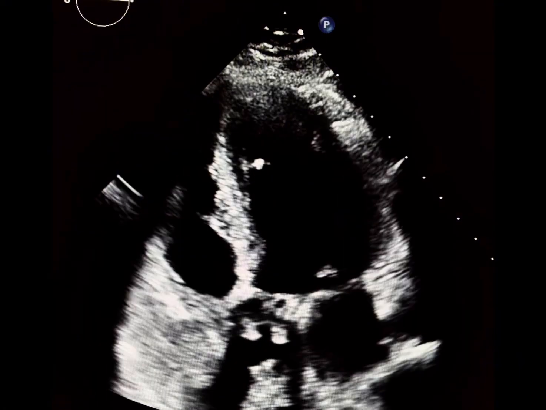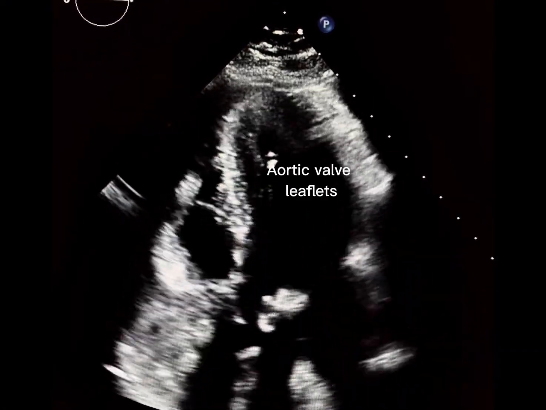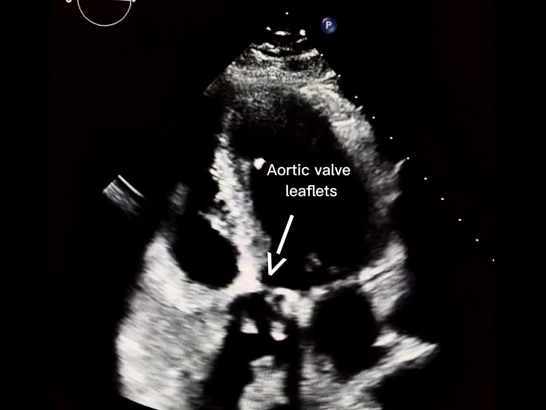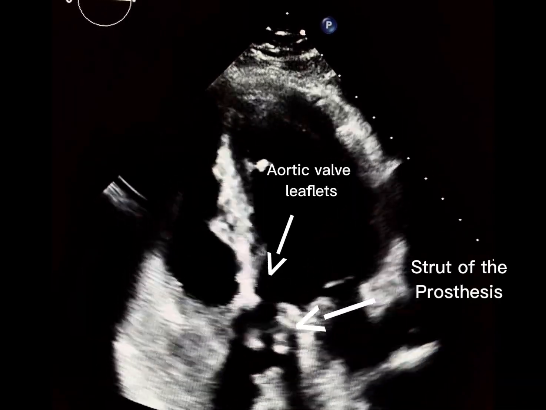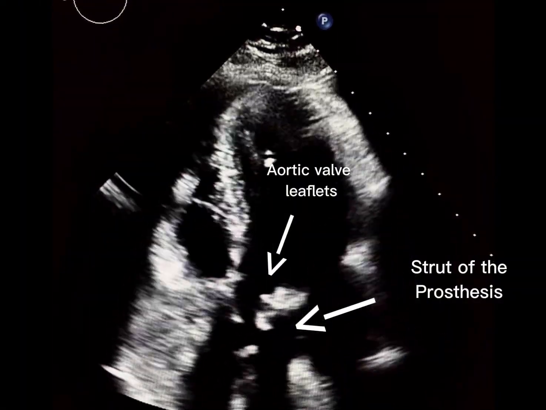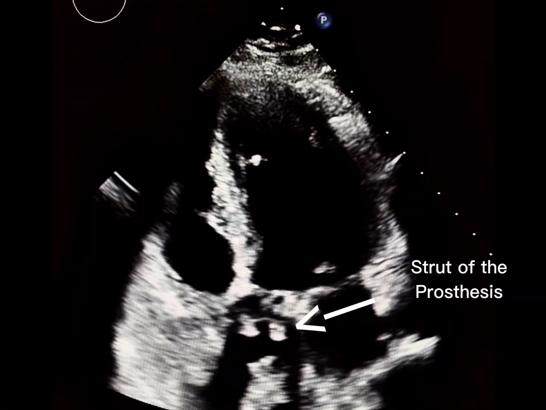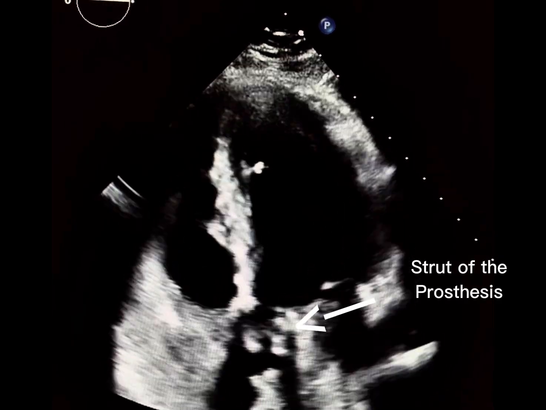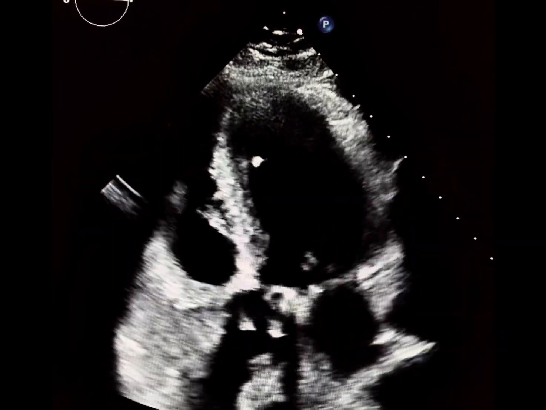Patient prosthesis mismatch occurs when the effective orifice area of a normally functioning prosthesis is too small for the patient's body size. In other words, the prosthetic valve itself opens normally, as it does in this case, but it is simply too small to meet the patient's physiological requirements.